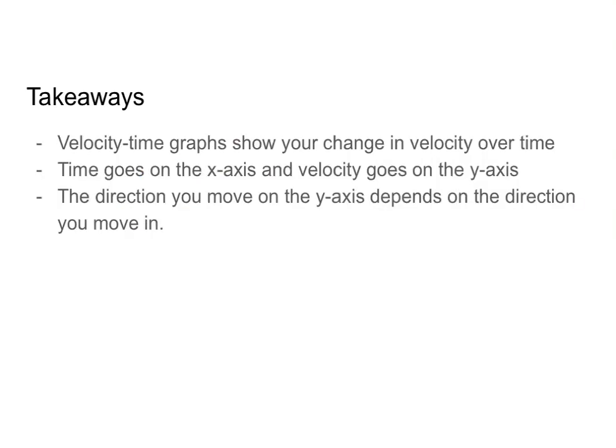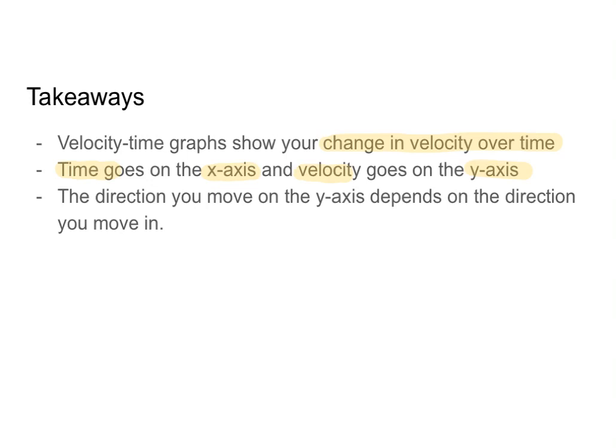So let's go ahead and talk about some takeaways. First of all, velocity time graphs are used to show your change in velocity over time. So we're showing your velocity on the y-axis and showing how it changes over time, which is our x-axis, which goes into our second takeaway that time is going to be on the x-axis and velocity is going to be on the y-axis. And finally, the direction you move in on the y-axis, so whether you go up or down, is going to depend on the direction you're moving in.